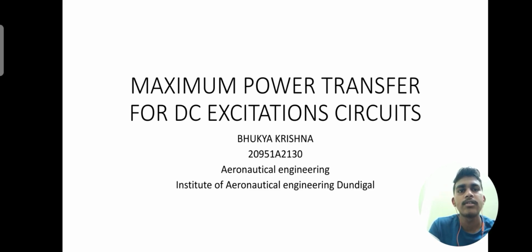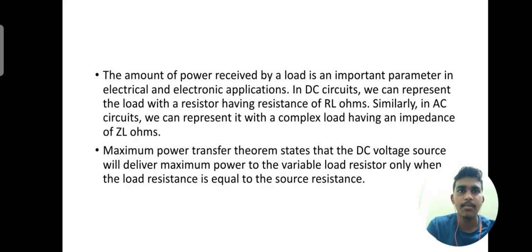So today I want to discuss maximum power transfer for DC excitation circuits. The amount of power received by a load is an important parameter in electrical and electronic applications. In DC circuits, we can represent the load with a resistor having resistance of RL ohms. Similarly, in AC circuits, we can represent it with a complex load having an impedance of ZL ohms.